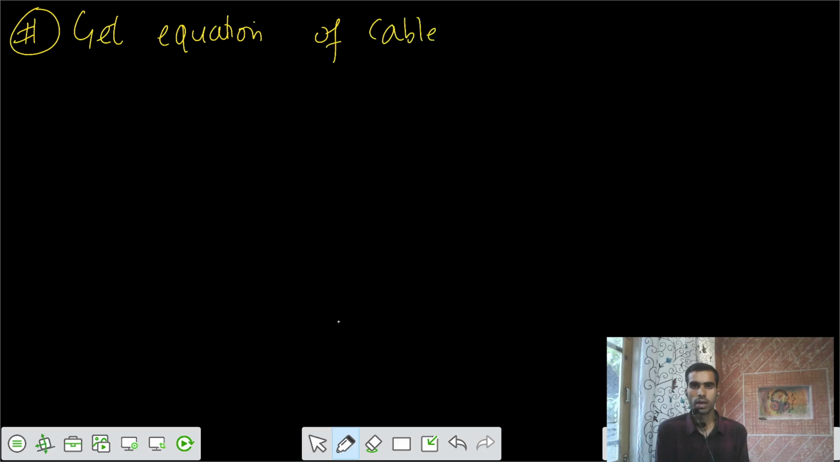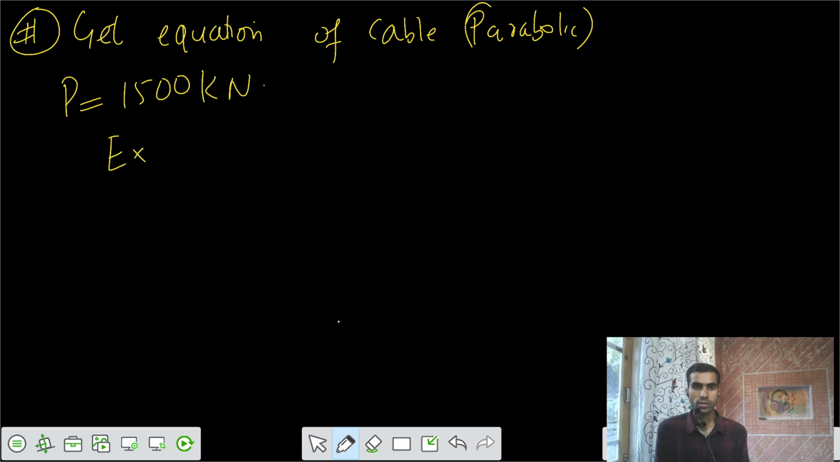We're going to take two problems now that are decent problems related to that load balancing concept. Let's take that. It's saying get the equation. I want the equation of a parabolic cable for the prestress force. Prestress force is 1500 kilonewton, and such that external loads are completely balanced. So external load should be completely balanced.